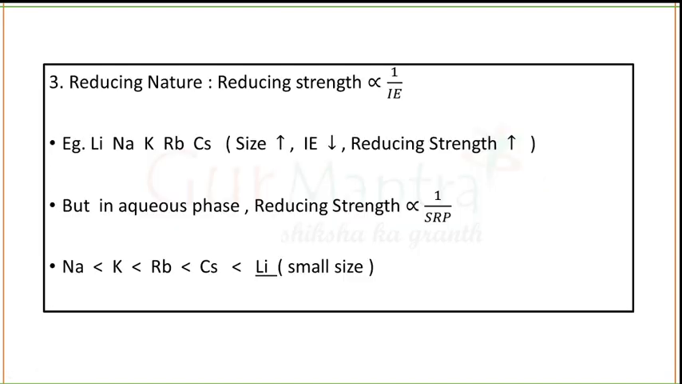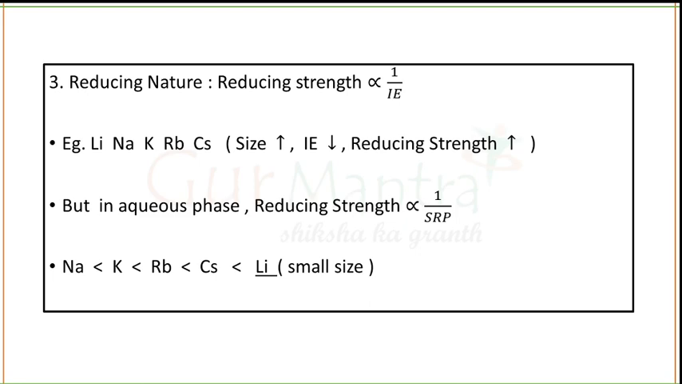Next is reducing strength. Reducing strength is also inversely proportional to ionization enthalpy. For example, if you talk about the first group A elements, from top to bottom, size increases, therefore ionization enthalpy decreases, and if ionization enthalpy decreases, reducing strength increases.